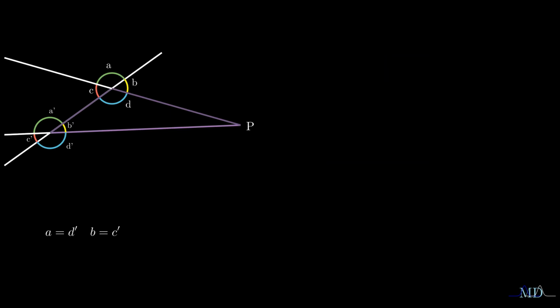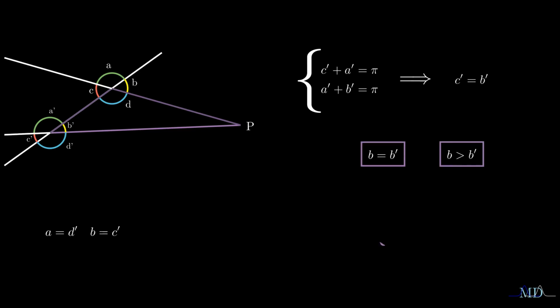We speedily move to the case of congruent alternate exterior angles. We notice that C' and A' are supplementary angles, and so are A' and B'. From this follows that B' and C' are equal in value. Knowing that B and C' are congruent, we come to the conclusion that even B and B' are congruent. But B is an exterior angle of the purple triangle, so it must be greater in value than each of the internal angles. We have again a contradiction. So the lines must be parallel.